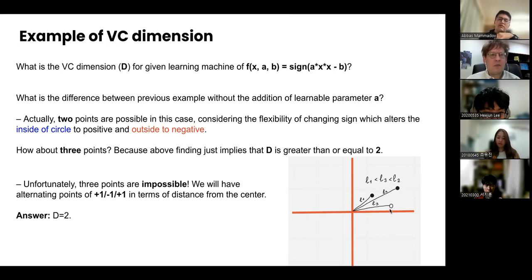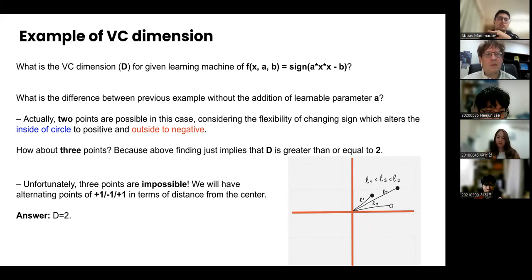I mean, L1 or L3 or L2 or L3. At the same time, 2 of them are on the outside or 2 of them are on the inside, but they should be classified as different sides of the circle. It doesn't depend on whether the inside is positive or negative. So in this case, d equal to 3 is impossible. We already proved it, and we gave an example for 2 points. So it means that d is strictly 2.